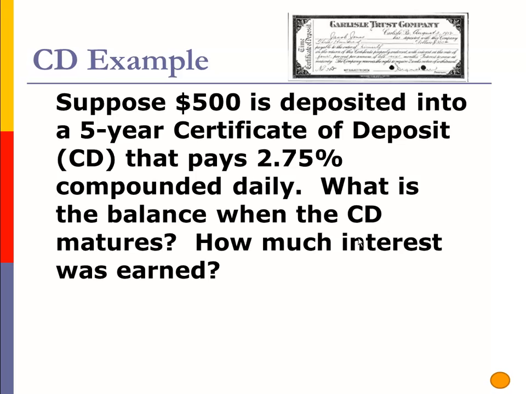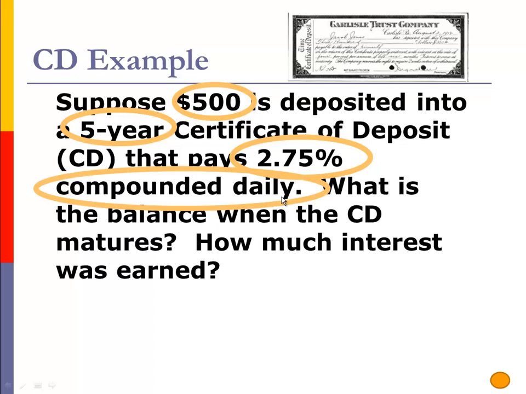And so our questions are, what balance do we have when the CD matures, basically at the end of the time period given, which is 5 years here, and how much interest was earned? So we've got 500 as our PV, a 5-year period of time. We've got a rate of 2.75%, and we're compounded daily. So basically P would be 500, T would be 5, the R would be 0.0275, and then compounded daily, M would be 360. And our goal is to find the future value in 5 years.